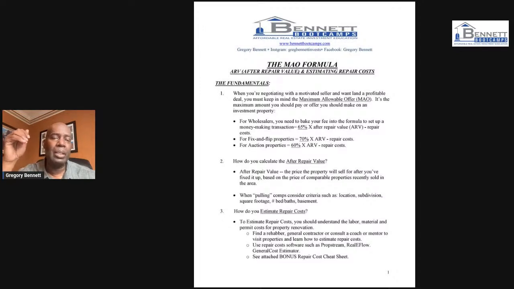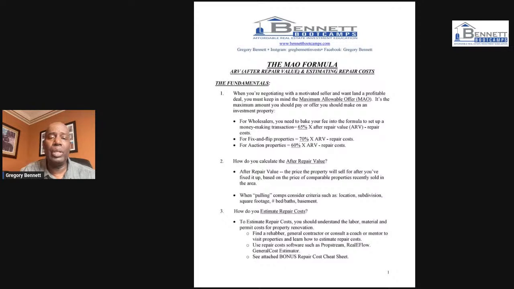ARV is after repair value, what the house will sell for once it's completely renovated. And so what can you sell it for after it's been renovated? That's your ARV. And so MAO for wholesalers is 65% of the after repair value minus repair costs. MAO for someone who's fixing and flipping or buying and holding is 70%. And so 70% of the ARV minus repair cost is our maximum allowable offer.